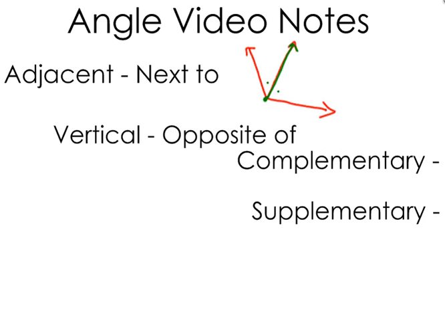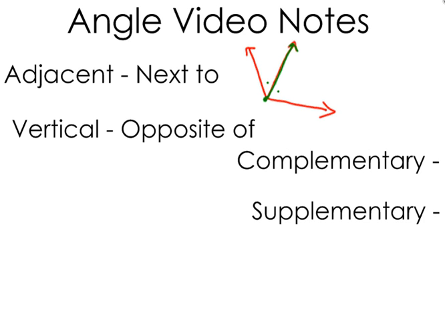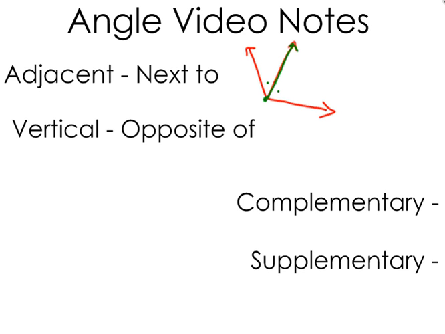Next vocab word is vertical. Vertical just means that your two angles are opposite of each other when you have two intersecting lines. So if I have two lines that look like this, one pair of vertical angles would be this one and this one. Notice how they're opposite of each other and there is an angle in between them. So in blue, those are vertical. I could also say that this top and this bottom angle are vertical because they are also opposite of each other.